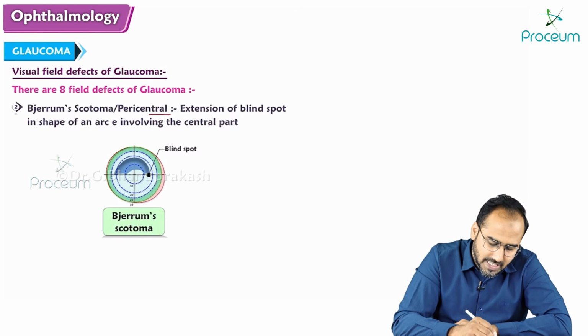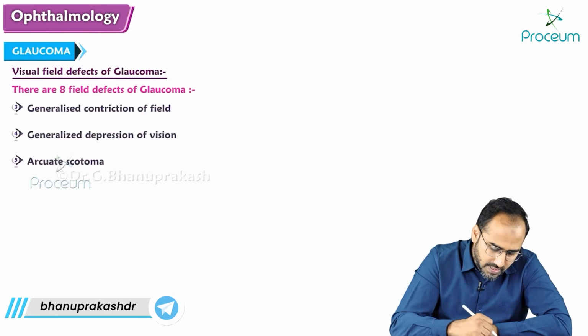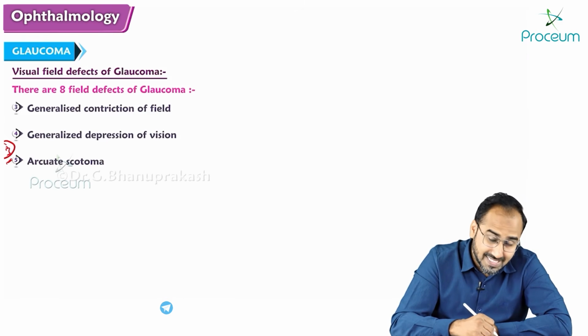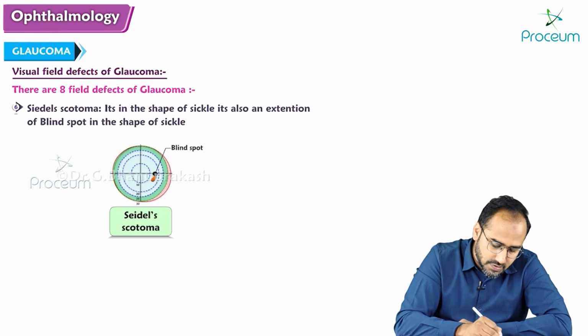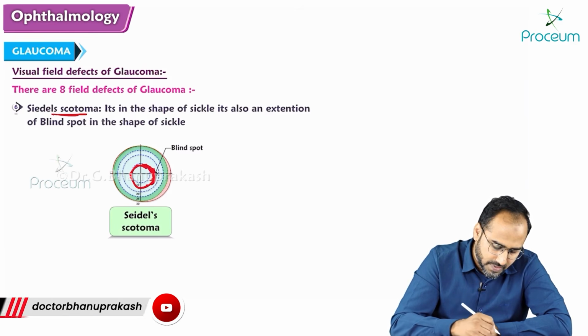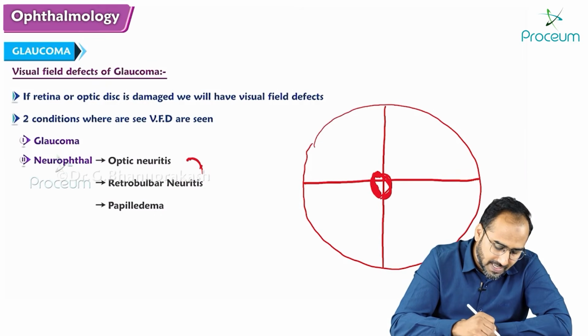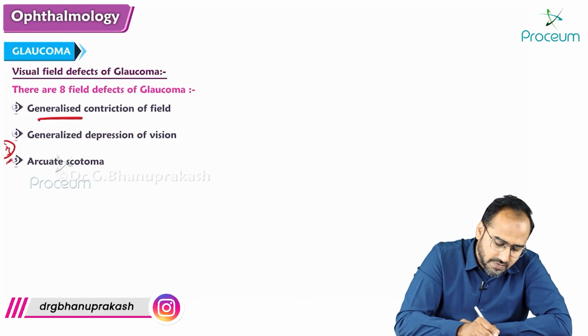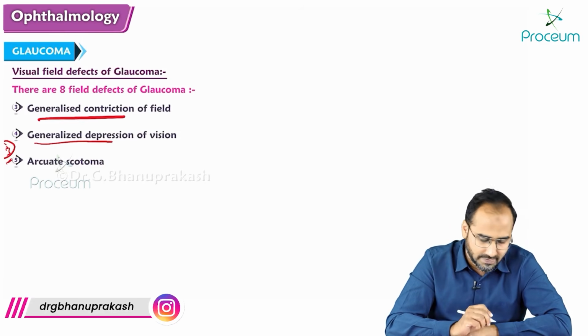This blind spot extends in the shape of an arc. Pericentral scotoma. Then it becomes arcuate scotoma. The third visual field defect that you see is arcuate scotoma. Then after arcuate scotoma, there is Seidel scotoma, which extends in the form of a sickle, and then double arcuate scotoma. Due to all these scotomas, the patient will have generalized constriction and generalized depression of the vision.